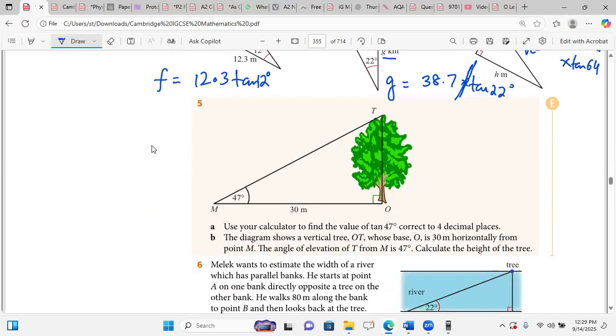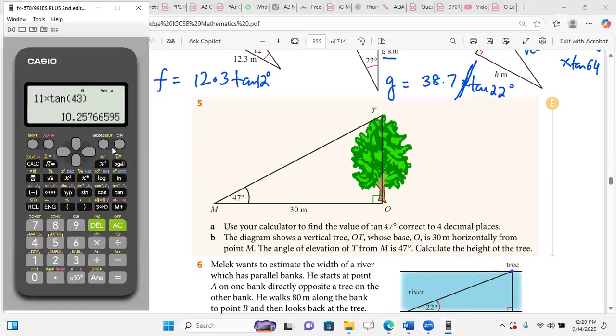After that, here he is saying tan 47 is this. Calculate correct to nearest decimeter. Find the value of tan 47 correct to 4 decimal places. Tan 47.